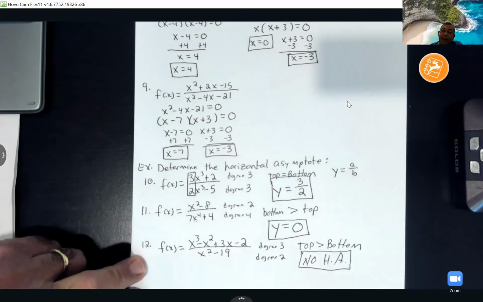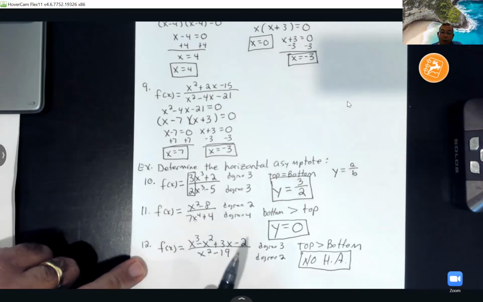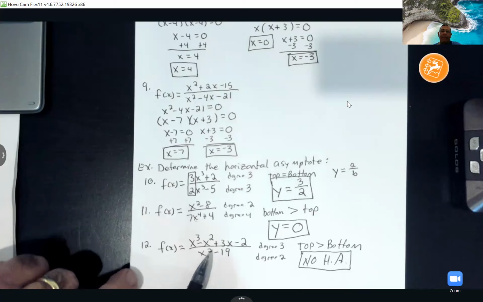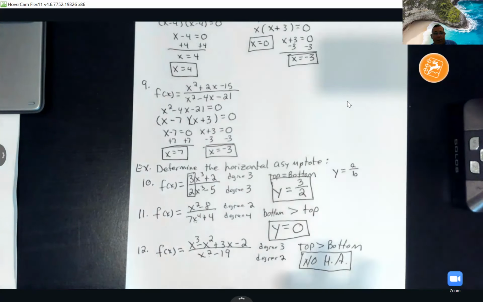Now it didn't ask for this, but guess what? This one would have an oblique asymptote because the top x3 would be 1 degree more than that bottom, which was an x squared. Okay. We didn't have to worry about that on that one, so we're just going to move on.